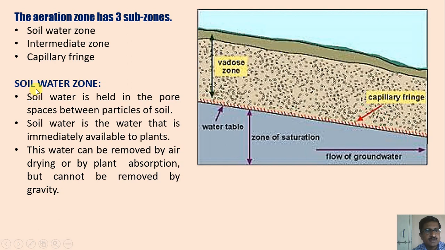Let's have a glance at the soil water zone. Soil water is held in the pore spaces between the particles of soil. Soil water is the water that is immediately available to the plants. This water can be removed by air drying or by plant absorption, but cannot be removed by gravity.